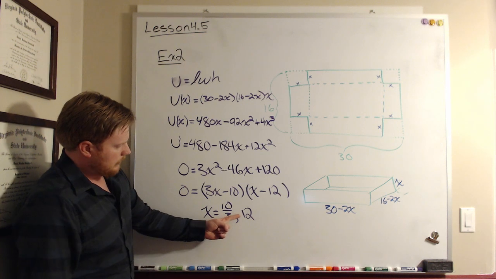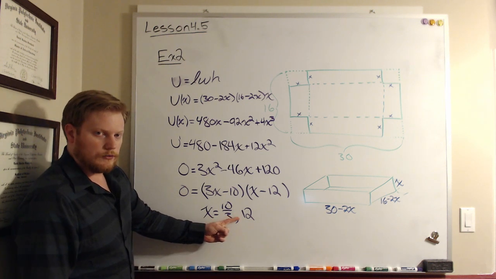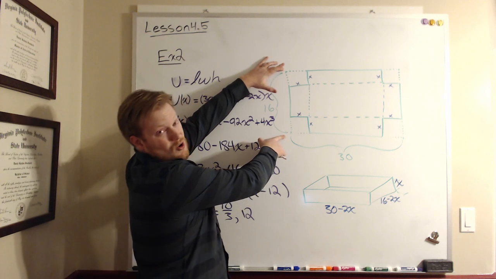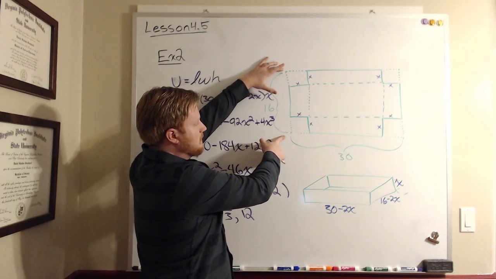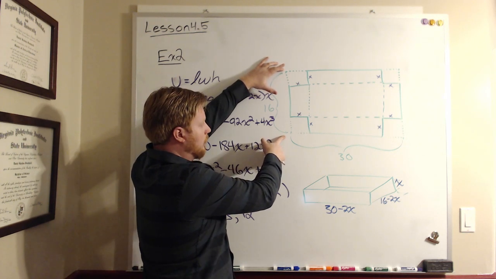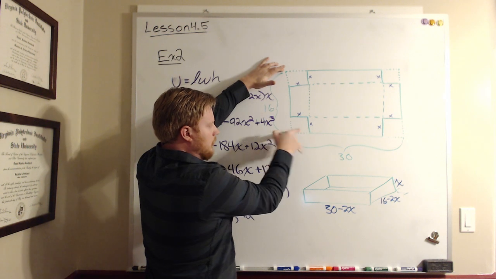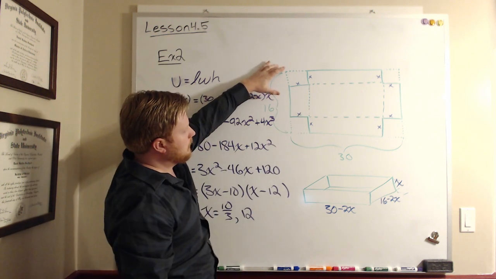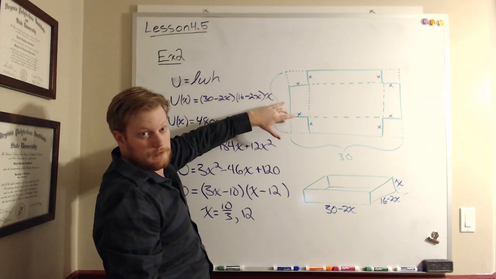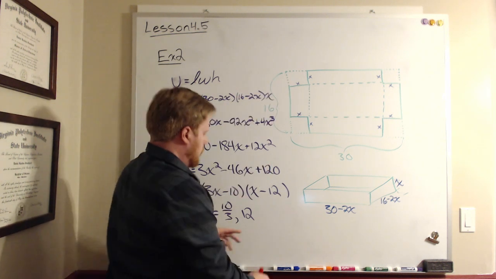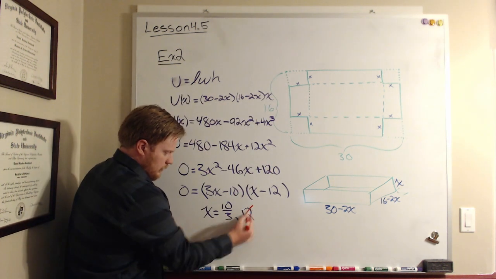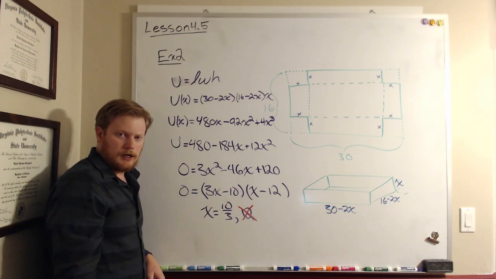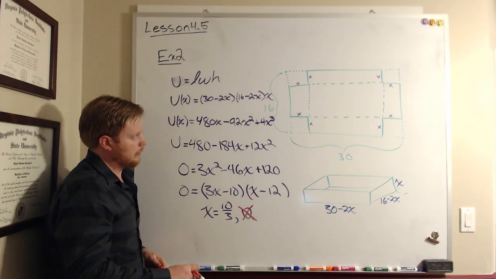Let's see. If x were 12, then this cardboard that is only 16 inches wide, a 12-inch cut up this way would go over halfway, and this cut down would go even over halfway, and so 12 doesn't work. So it's got to be 10 over 3. Okay?